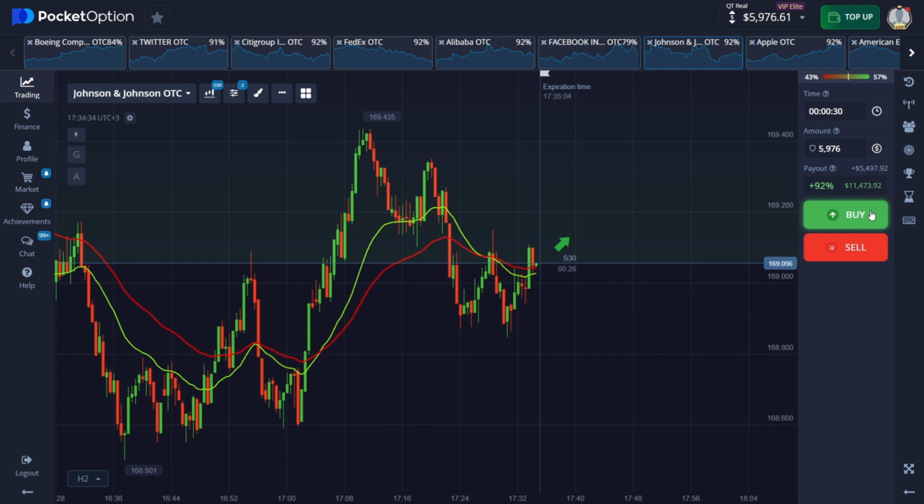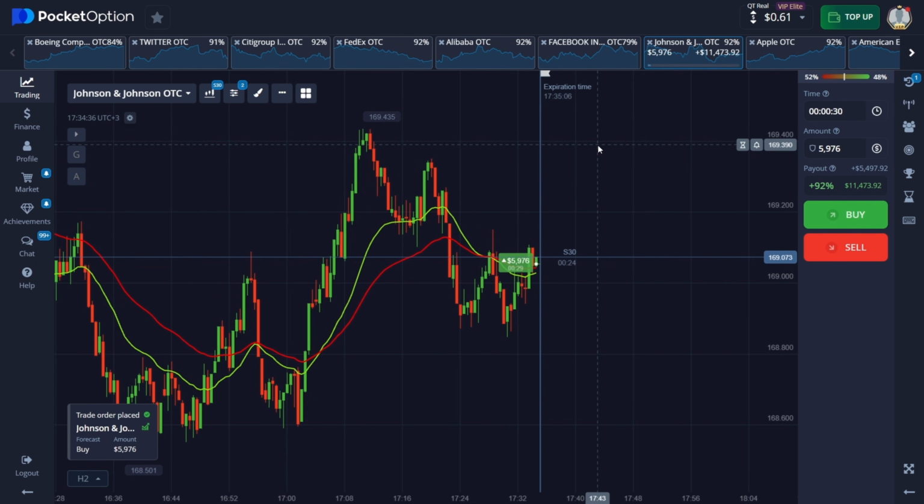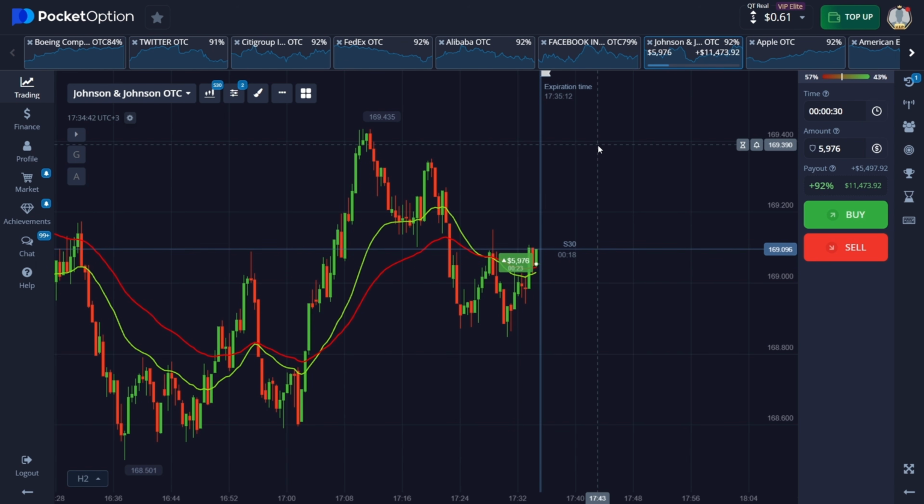Here we have a trade for the upside move and I placed a trade for the upside move on Johnson & Johnson OTC. Exactly when I placed the trade, the candle was moving in our favor. This was a retracement trade, as you can see. The red candle closed above the moving average. That's why I took this trade.